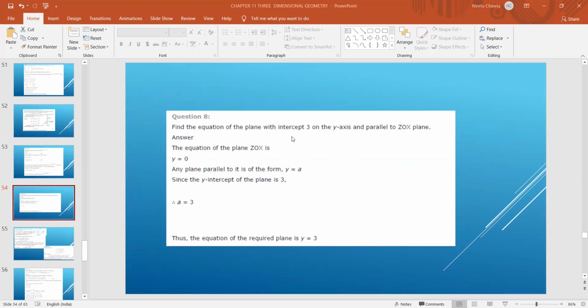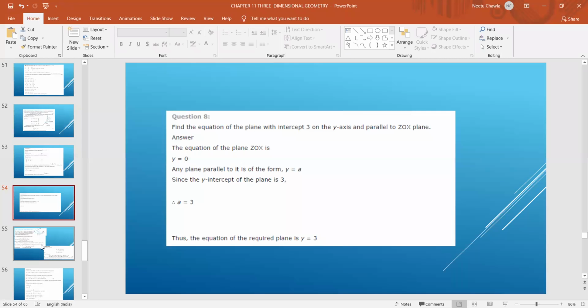This also will not come in a 3-marker question. This can come in a 1-marker or a 2-marker question. Many options can be given in the form of plane: y is equal to 3, y is equal to minus 3, or y is equal to 0. 4 options can be given and easily it can be made into an MCQ question.